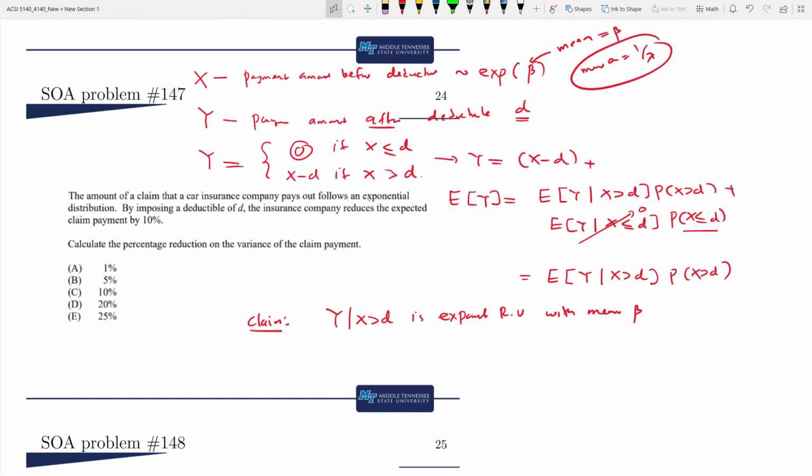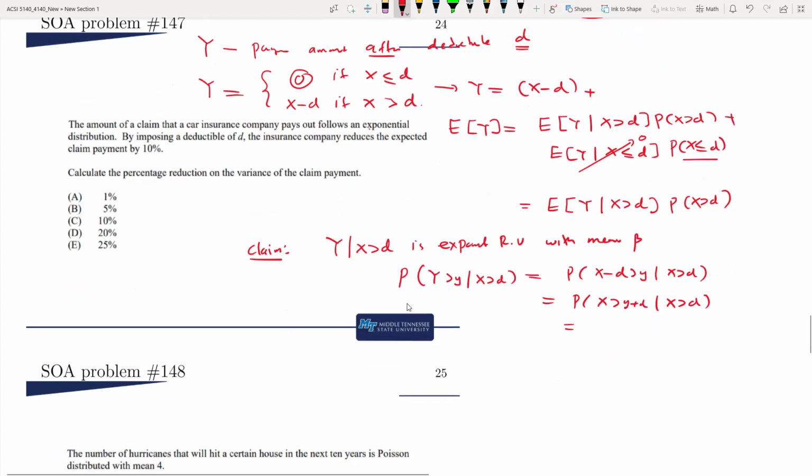So how do we prove this? I can just take the survival function and see how it behaves. The probability Y more than little y given X more than d: Y is X minus d, since X is more than d, which is positive. That's the probability X more than y plus d given X is more than d. Since X is exponential, it is memoryless, and you are going to get the answer e to the power negative lambda y.